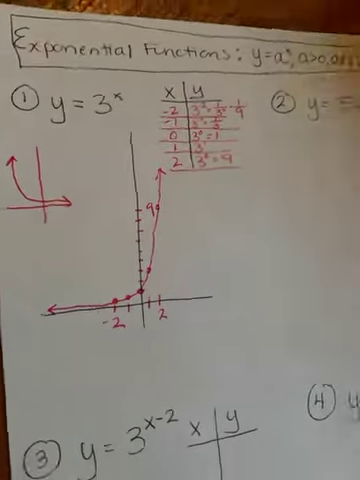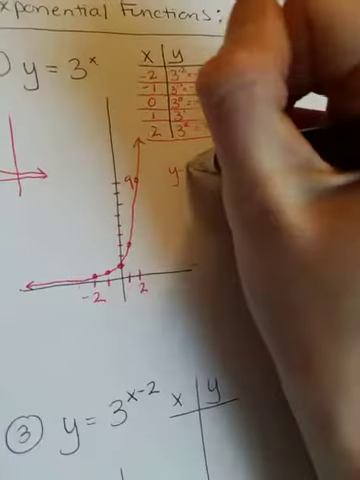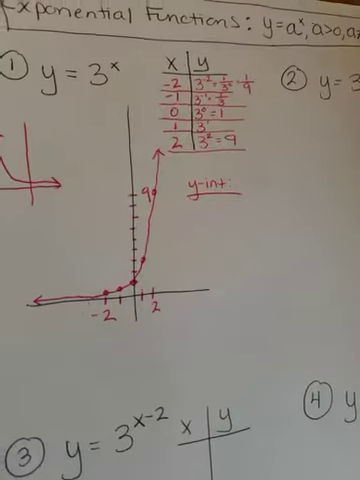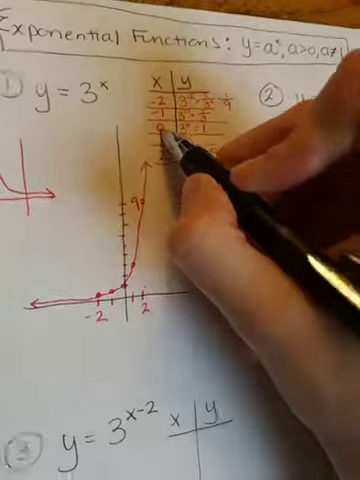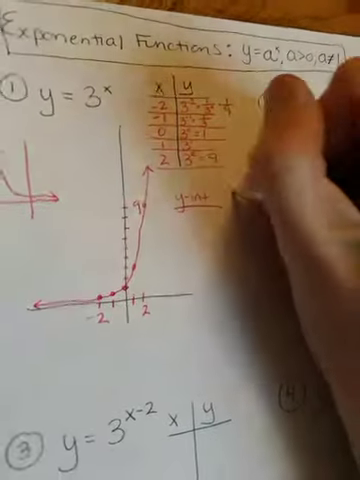I also asked you, what's your y-intercept? The y-intercept is where it crosses the y-axis, when x is 0. Well, hey, we already did that work. It's at 0, 1.